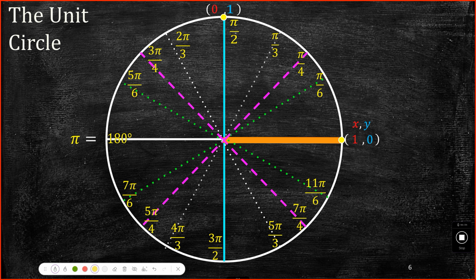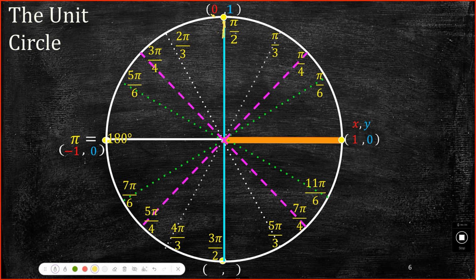Whenever somebody asks, what is the cosine of 90 degrees, or pi by 2? Cosine of pi by 2 is 0, sine of pi by 2 is 1. Over here, x is negative 1, y is 0. So whenever somebody asks, what's the cosine of pi? Cosine of pi is negative 1, sine of pi is 0.